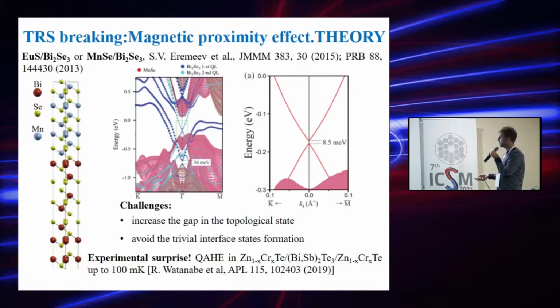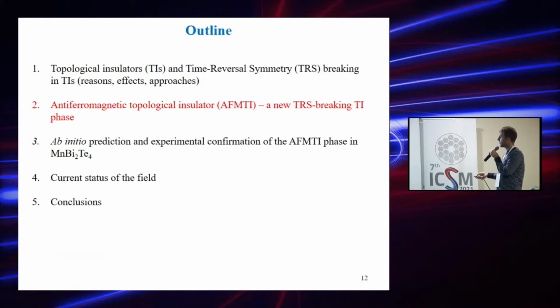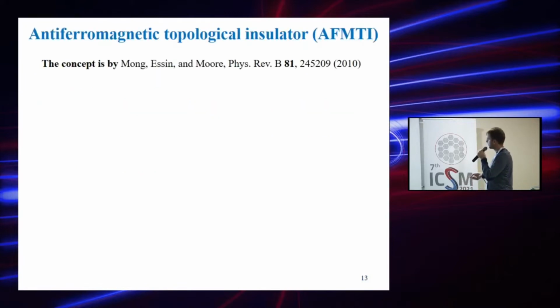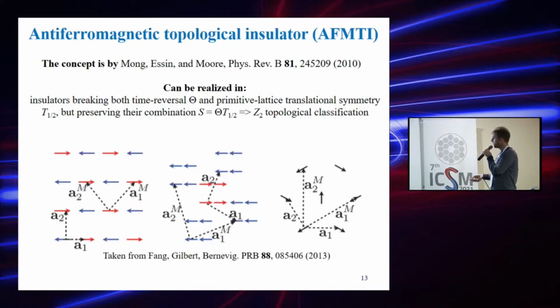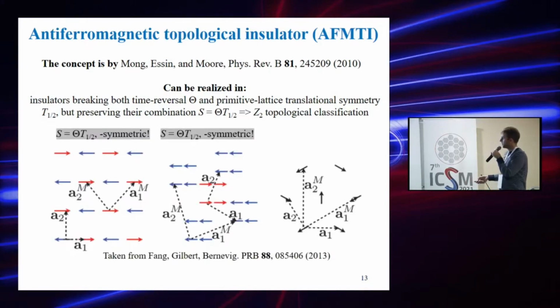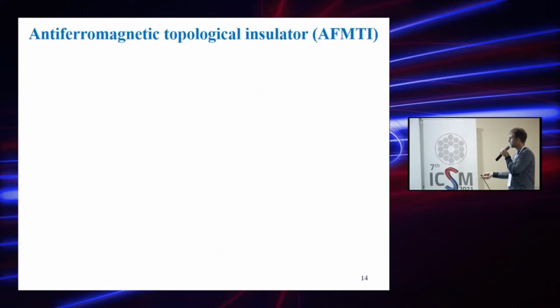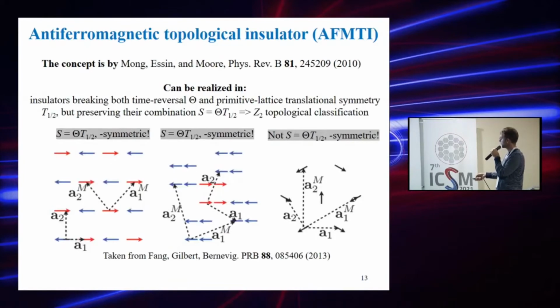Obviously, we needed alternative approaches to combine magnetism and topology, and one of them might be the antiferromagnetic topological insulator. It was conceived about 11 years ago by Monk, Essin, and Moore, who suggested that it can be realized in insulators breaking both time reversal and primitive lattice translational symmetry, but preserving their combination, which gives rise to the Z2 topological classification. Shown here are 3 examples of two-dimensional antiferromagnets that can meet or not meet this symmetry, but I will show the material-specific example in what follows.